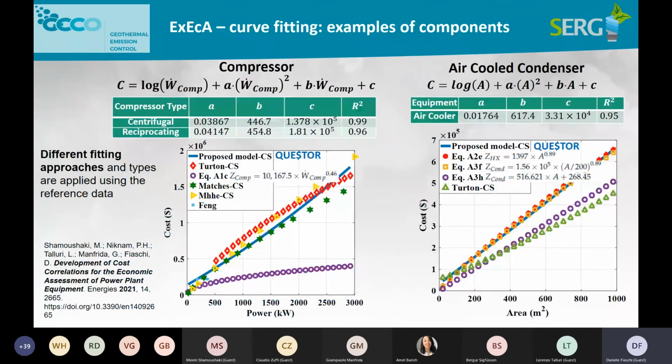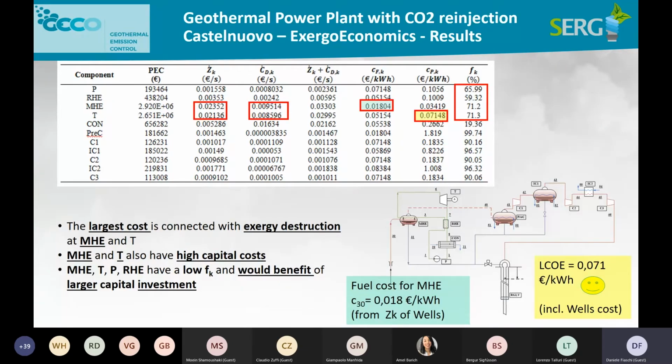Here, a couple of examples are referred to a compressor and to an air-cooled condenser. We can see the good correlation of the proposed Castor model, the blue line, with a relevant reference, the Tarton reference, for the component compressor on the left-hand side picture, while much lower agreement was found for the air-cooled condenser, the right-hand picture. This is an example applied to a relevant case study for GECO that will be described better by Lorenzo.